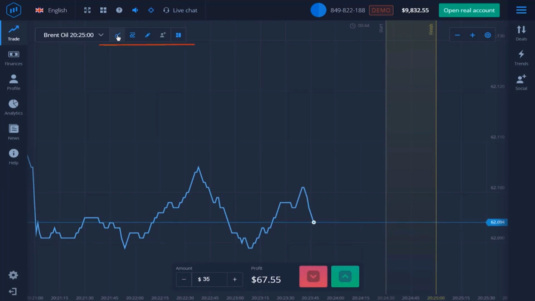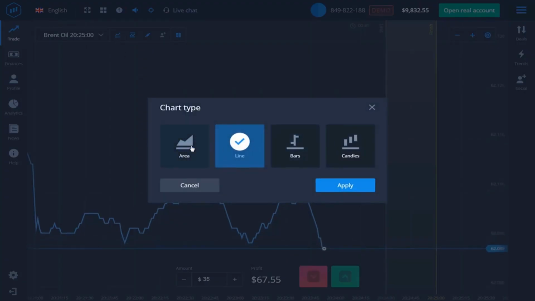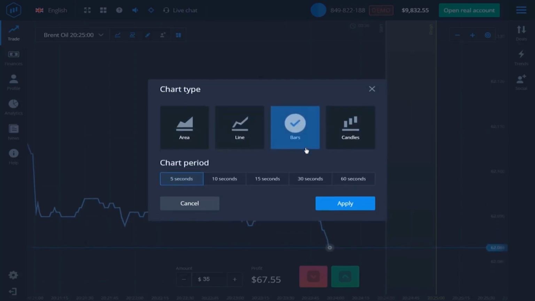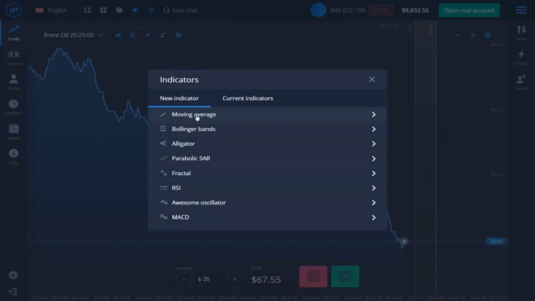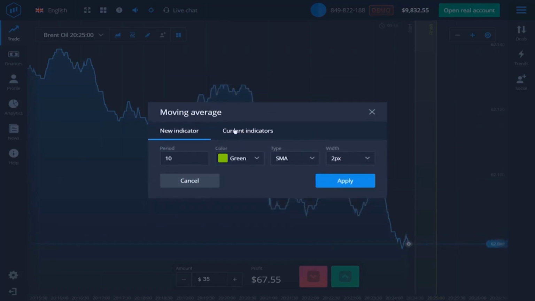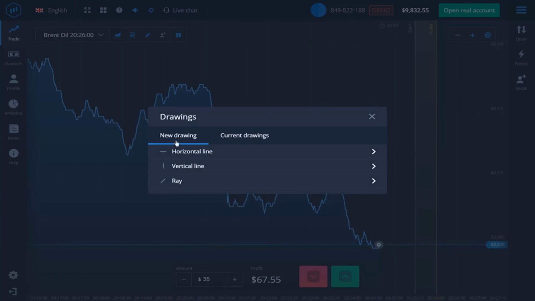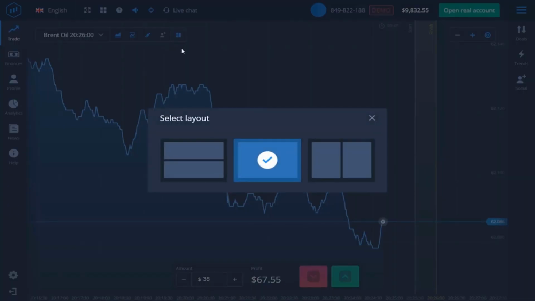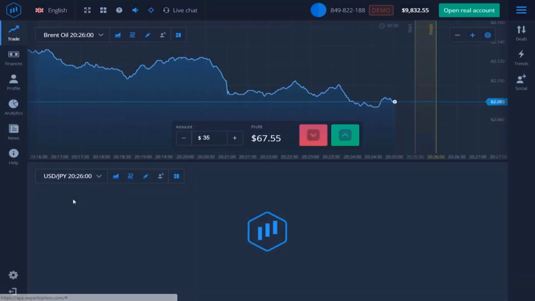In the upper left-hand side, you have access to various graphic options. First, you can change your chart appearance. You can choose between bars, lines, and candles. Next to that there is the indicators option, where you can set various types of indicators on your chart. For example, here is a moving average indicator. Under drawings, you have horizontal and vertical line and ray indicators. In the layout section, you can choose a split screen layout that enables you to monitor several assets' movements at the same time.